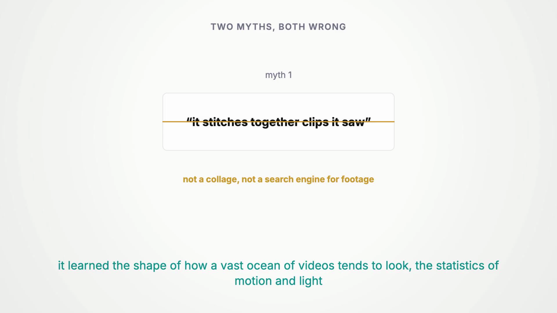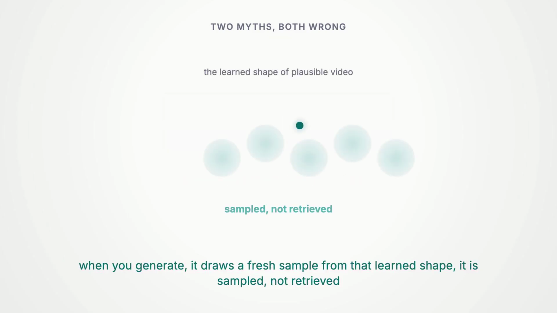When you generate, it draws a fresh sample from that learned shape, guided by your words. The specific cup, the specific steam, that exact lift of the hand almost certainly never existed in any clip. It is sampled, not retrieved.